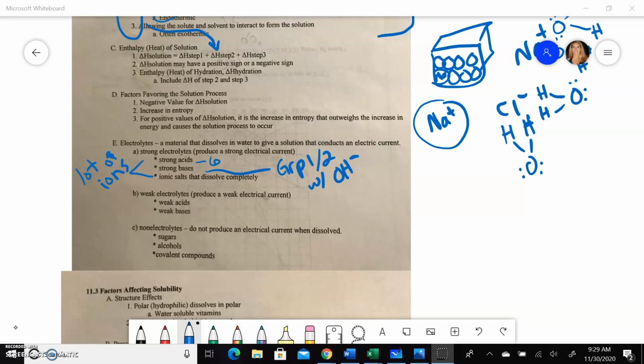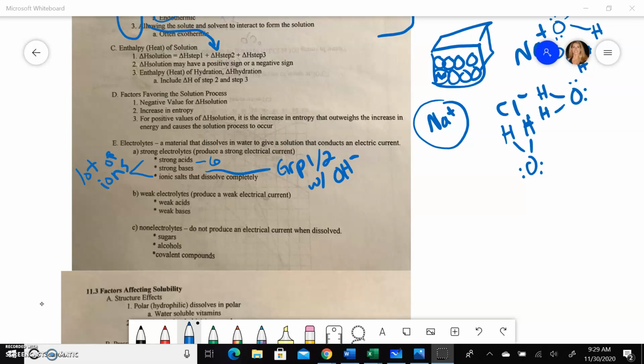So all 3 of these, strong acids, strong bases, and then ionic salts, which are anything that, when you look up the solubility rules, says they dissolve in water, are going to produce a lot of ions. Because they produce a lot of ions, they break apart almost completely. We consider them to be good electrolytes.